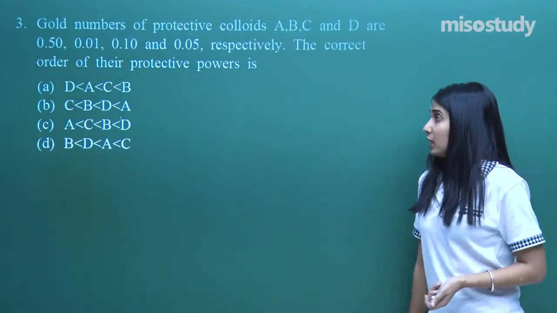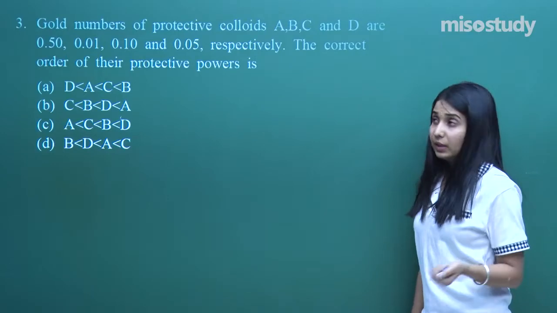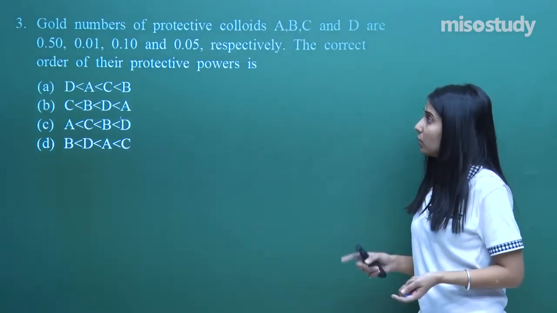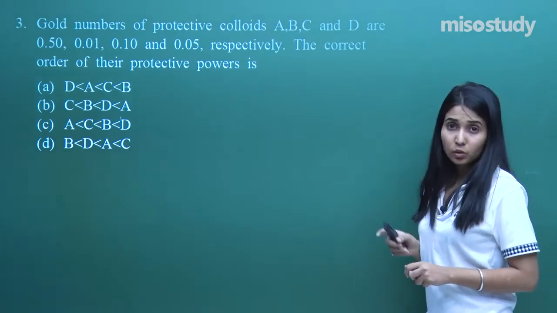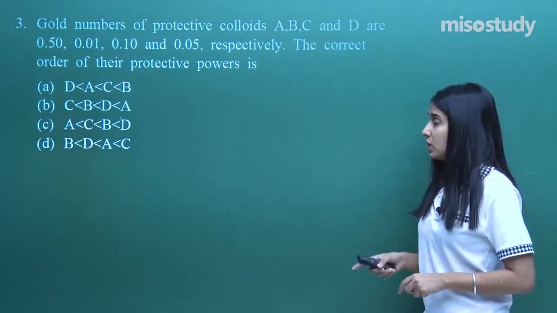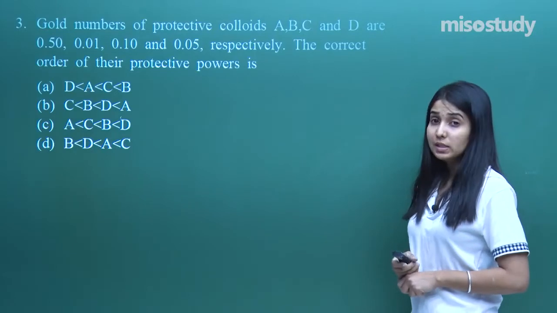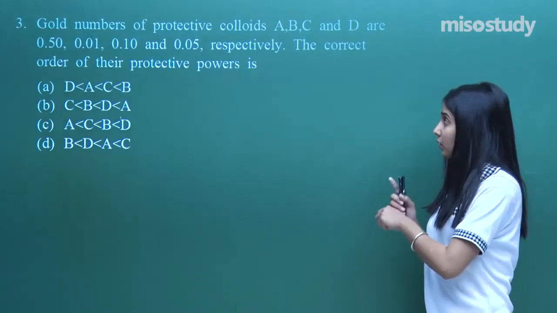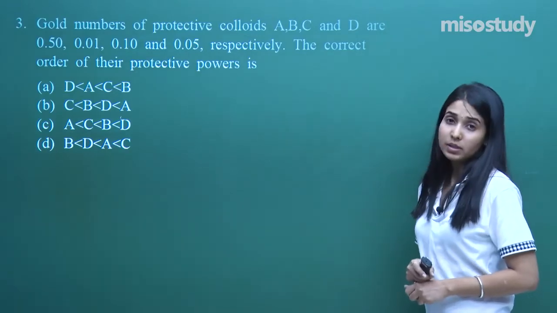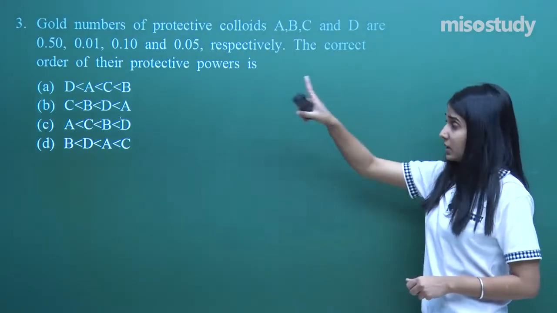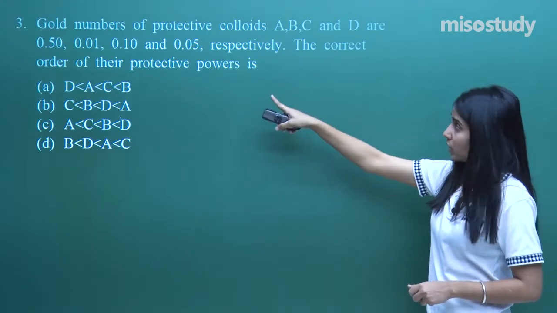Then coming up to the next question, now this is an easy one, you have done that. It says the gold numbers of the protective colloids A, B, C and D. Now they have provided you with the gold numbers. It says 0.50, 0.01, 0.10 and 0.005 respectively. The correct order of their protective powers is, right? They are saying gold numbers, they are saying protective powers.